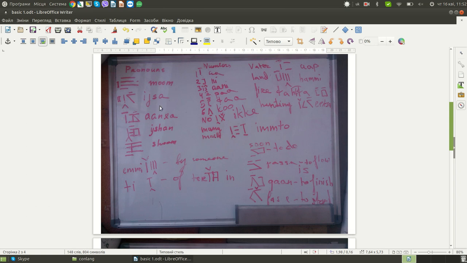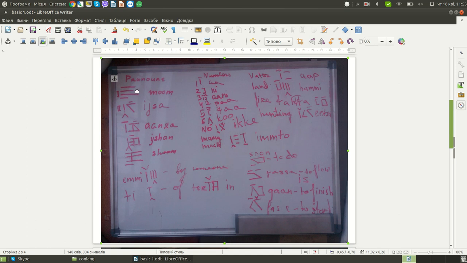Next, these are a couple of basic words, and there you can see how the alphabet, or abugida, works. So, pronouns. This must be three continuous lines, but something erased the two upper ones.